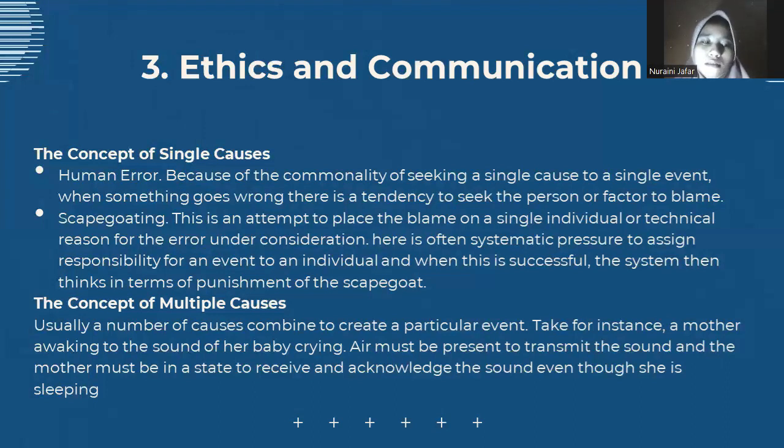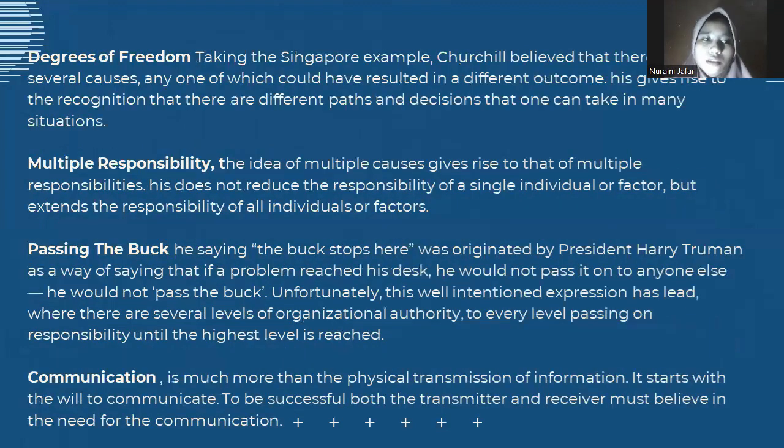And then the second point is the concept of multiple causes, which come from the degree of freedom, multiple responsibility, and passing the buck. Passing the buck means you shift your responsibility to other people. For example, as a leader, you leave the responsibility to your assistant, for example. And then the communication.